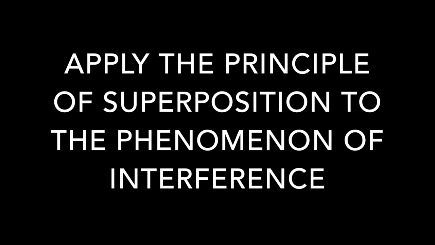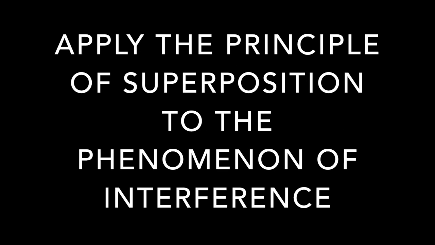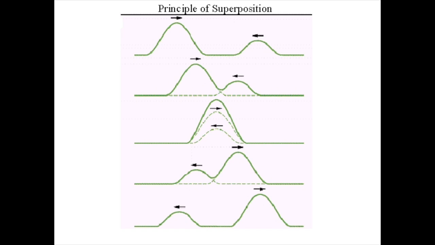Apply the principle of superposition to the phenomenon of interference. Superposition is the combination of two or more waves. The principle of superposition indicates that the resultant displacement is equal to the sum of individual wave displacements. As you can see in this video, by combining multiple waves, Aaron and I create multiple superpositions that are equal to the sum of those individual wave displacements.